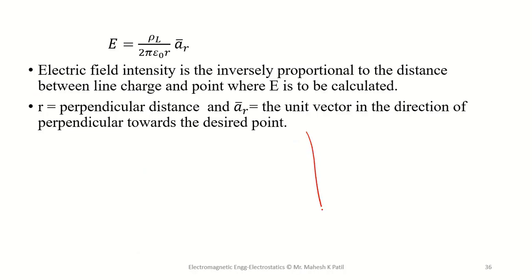This is the line charge. This is the point of interest. If you draw a projection or perpendicular from this point onto this line, this is our distance r, and the vector from this line charge to this point is the unit vector AR. So this is the situation. Likewise we'll get the electric field intensity due to line charge distribution. Now we'll solve the problems based on this electric field intensity due to line charge distribution.